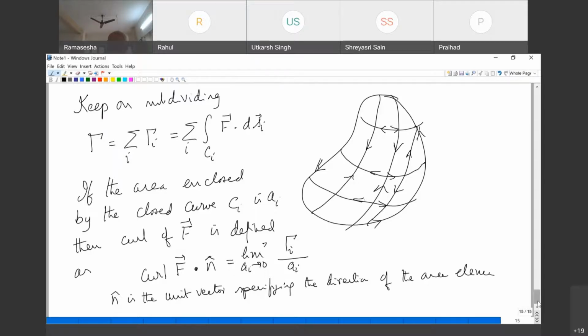What you will do is you will take, say for example, this loop, take the integral around this curve, and then you have a surface element here, and perpendicular to the surface is the vector n, normal perpendicular to the surface area element. Curl f dot n you define as the limit of Ai tending to 0 of gamma i divided by Ai, if it exists.